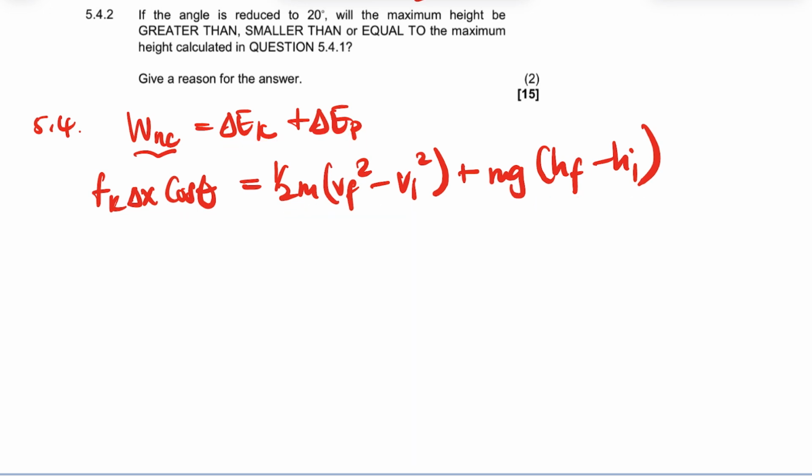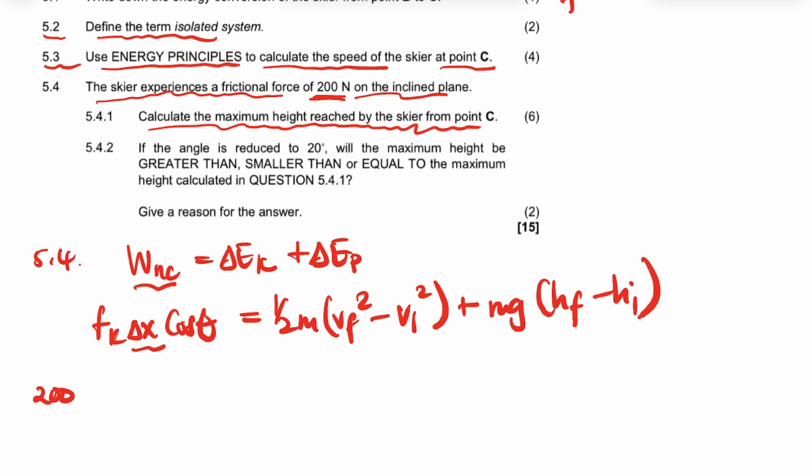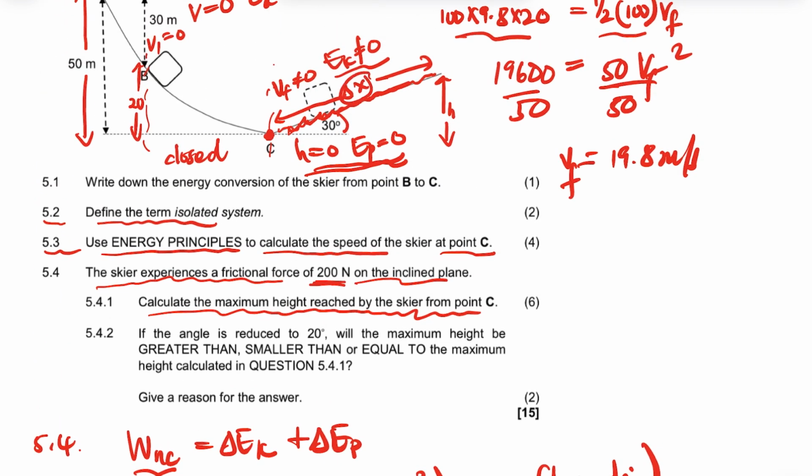Okay, now let's substitute the frictional force. The frictional force is 200, and then the change in x we do not have. Right, the displacement we do not have here. We do not have the height as well. If you look at that, it's a right angle like that. We're going to use the trig ratio. It's 30 there, and we do not have the displacement. We do not have the height there.